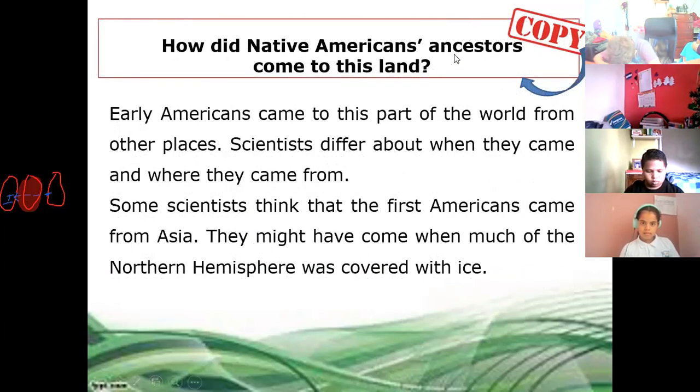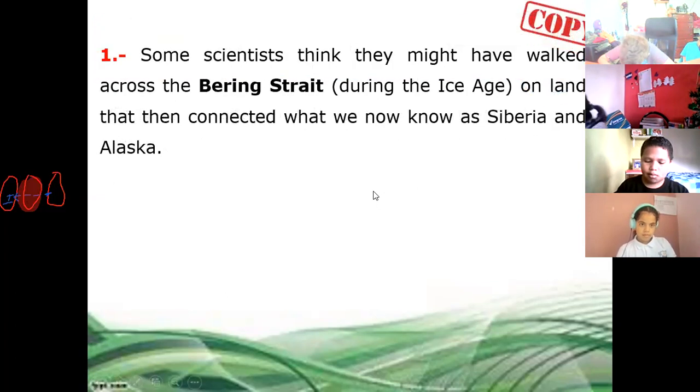How did Native Americans' ancestors come to this land? Well, early Americans came to this part of the world from other places. Scientists differ about when they came and where they came from. Some scientists think that the first Americans came from Asia. They might have come when much of the northern hemisphere was covered with ice, okay? This is talking about the Ice Age. That's how, and you saw it in the video.